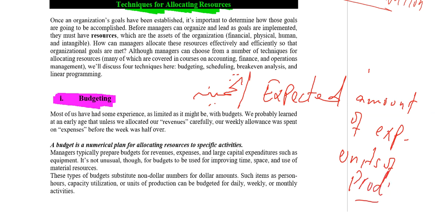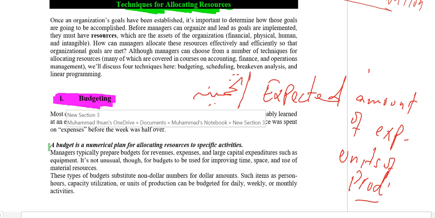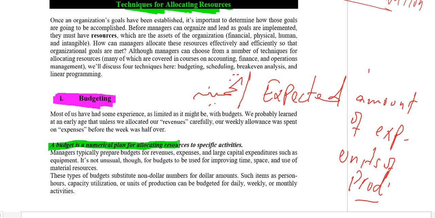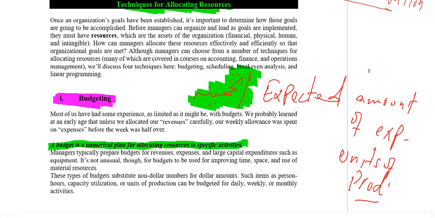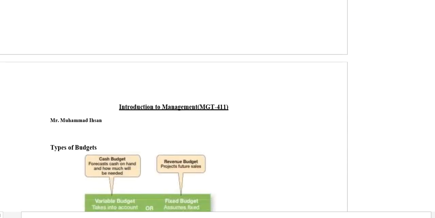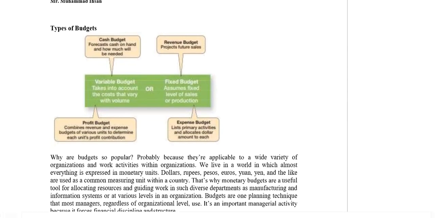So let's come to the conclusion. Budget is a numerical plan for allocating resources to specific activities. So we can say that what expected expense will occur in doing any specific activity. There may be different types of budgets: cash budget, revenue budget, profit budget, expense budget. This revenue budget may also be called sales.